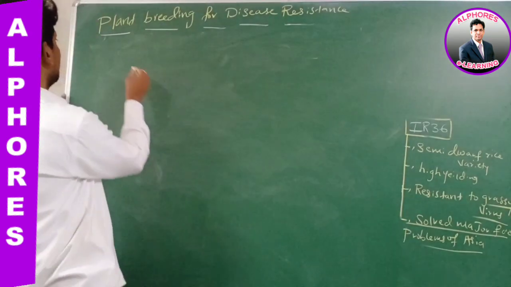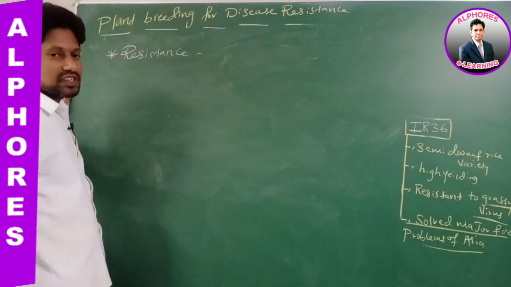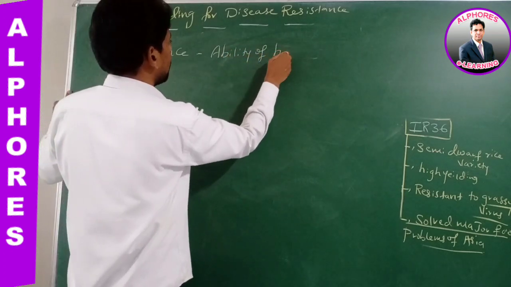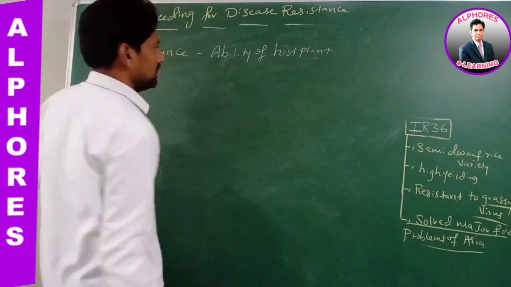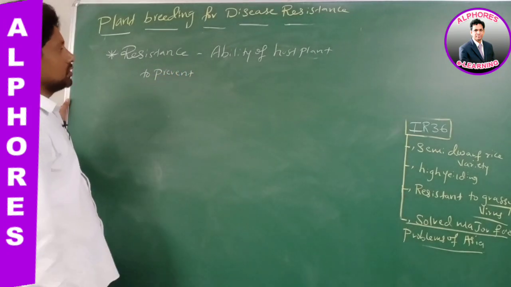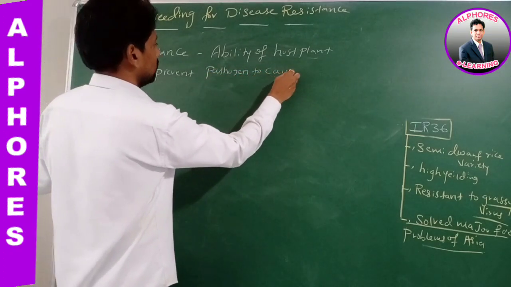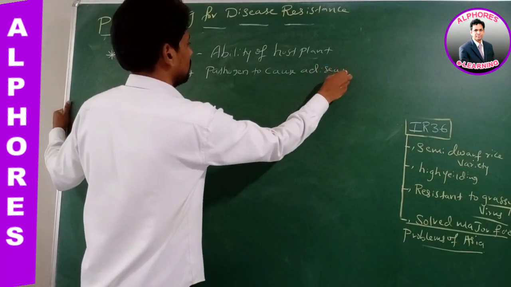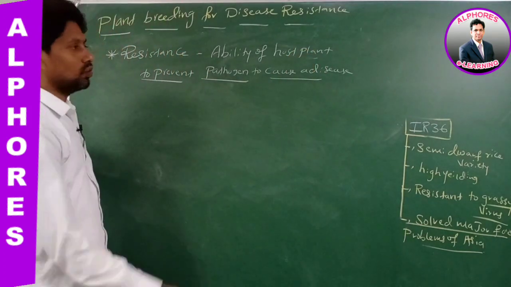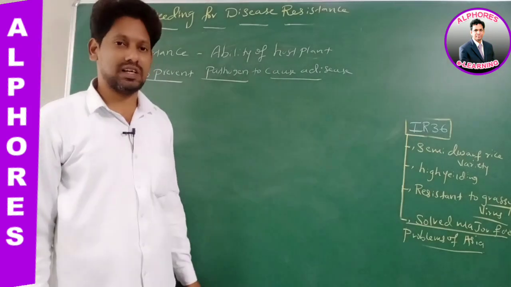Now, listen here. Resistance means nothing but the ability of the host plant to prevent the pathogen from causing a disease. Therefore, the ability of the host plant to prevent the pathogen from causing disease is called resistance. Then what is the meaning of susceptible?